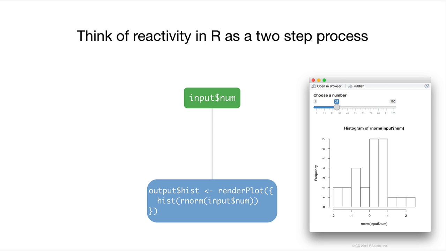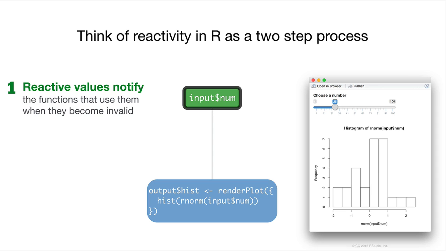When you change the slider, here we'll change it from 27 to 25, it changes the reactive value input$num, and then the reactive value does its job. The job of reactive values in reactivity is to notify things downstream that they've changed. So step one, the reactive value notifies the objects that depend on it that it has changed. And now its job is mostly over. It's time for the reactive function to do its job, or more precisely, for the object created by the reactive function to do its job.